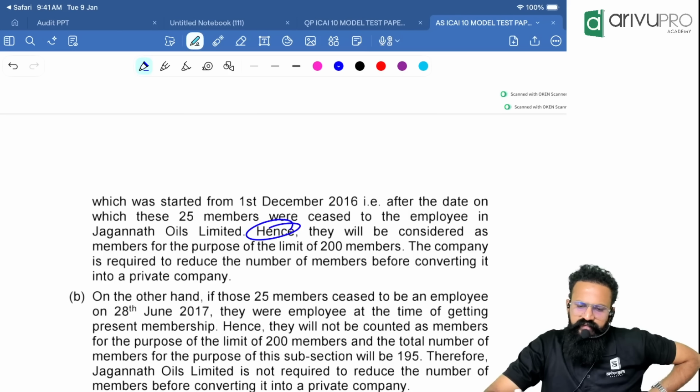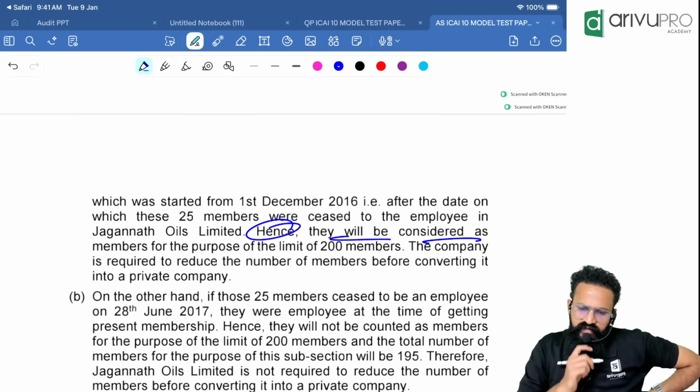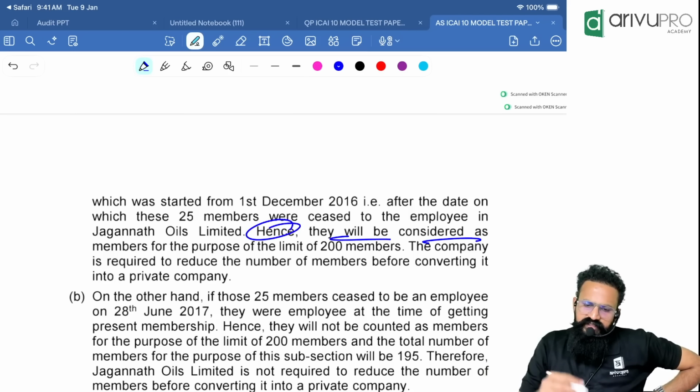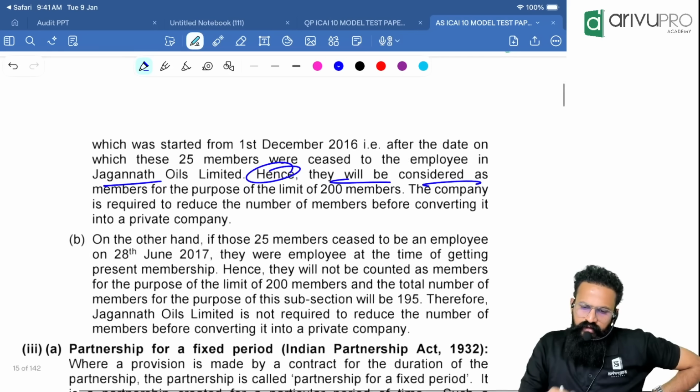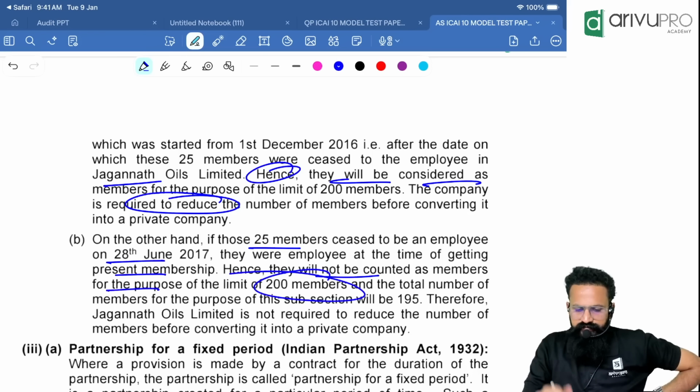The first one, hence, they will be considered as members. Why? Because they ceased to be employed in Jagannath Oils Limited. Hence, they have to reduce. On the other hand, if those 25 members cease to be an employee on 28 June, they were employed at the time of getting present membership. Hence, they will not be counted as members for the purpose of 200. Clear?